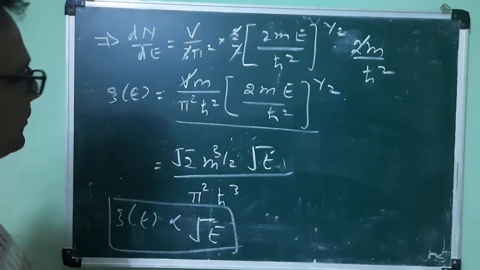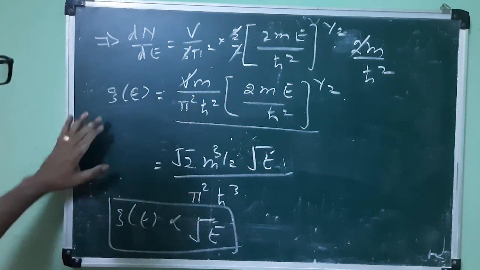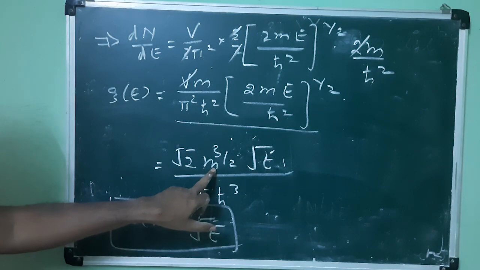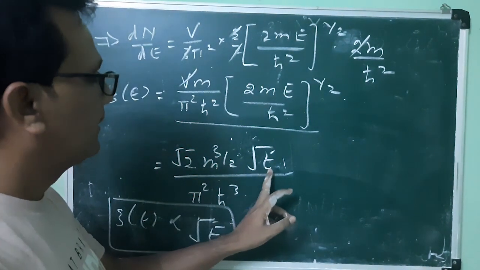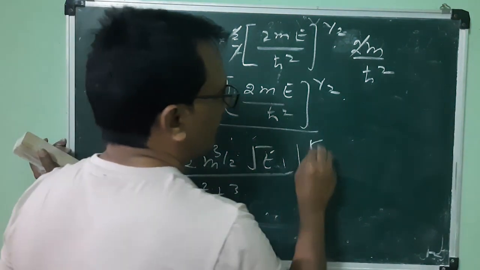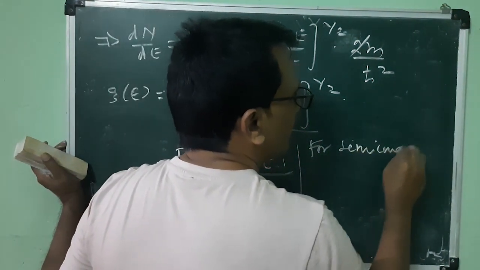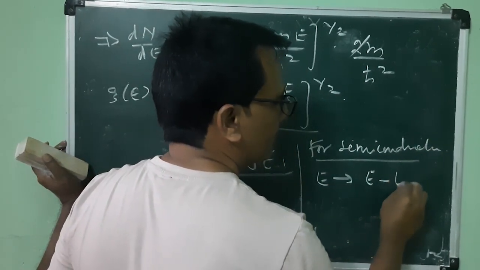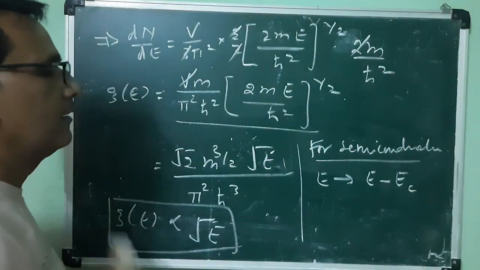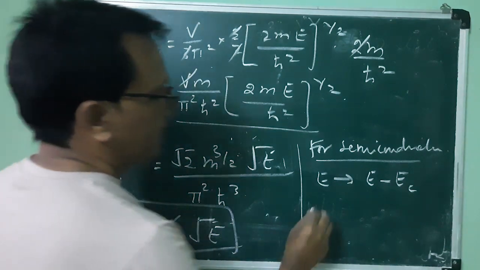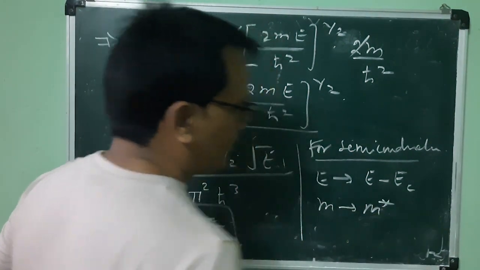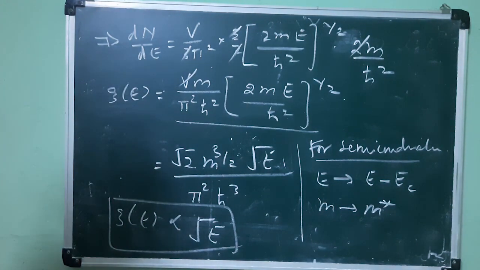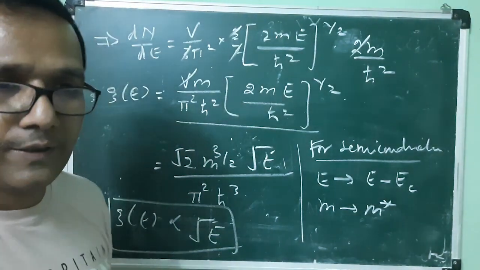This is for general solid materials, and if you want to use the same for semiconductor material, then we will replace this m by the effective mass, and E will be replaced by either E minus Ec or Ev minus E, depending on the conduction or valence band. What the effective mass is and how it is included will be covered in the next lecture. So this is the final calculation of the density of states.